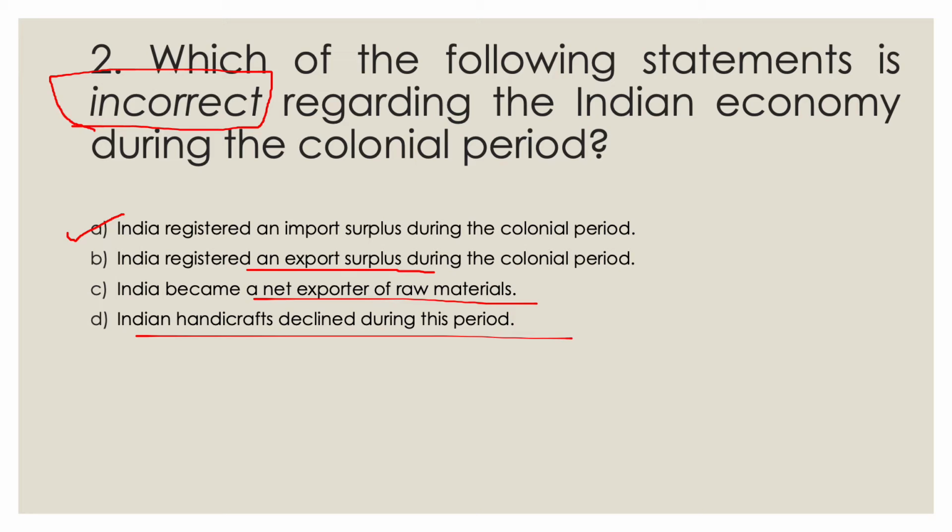A is incorrect. How is this? Because of the raw materials that were being exported, there was an export surplus. Even though there was a lot of drain of wealth from India, it wasn't happening at this level at least. Right, so quantitatively speaking, our exports were more, even though they comprised primarily of raw materials and not finished goods. So be very, very careful. Sometimes statements that we think make sense or seem logical, you need to understand them from a quantitative and an economic point of view as well.